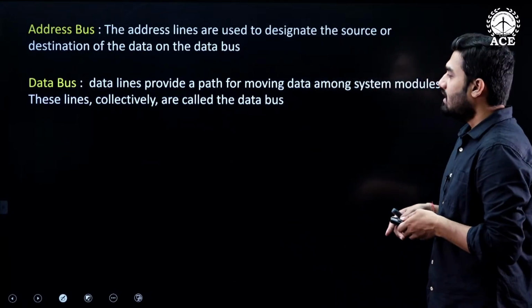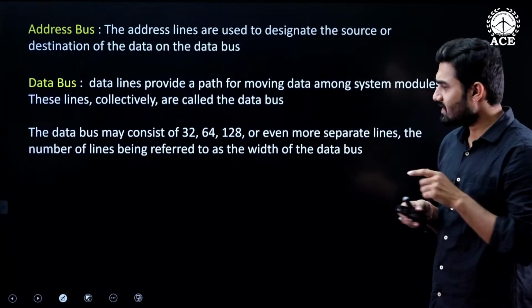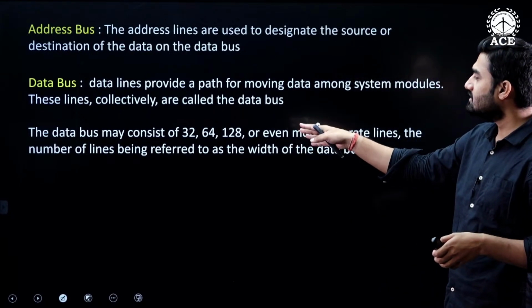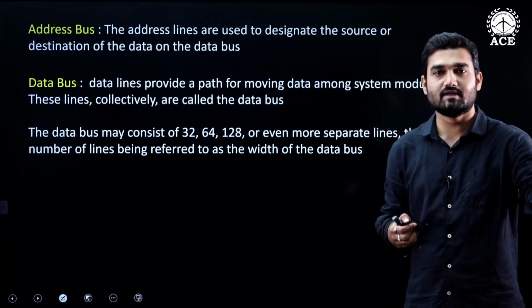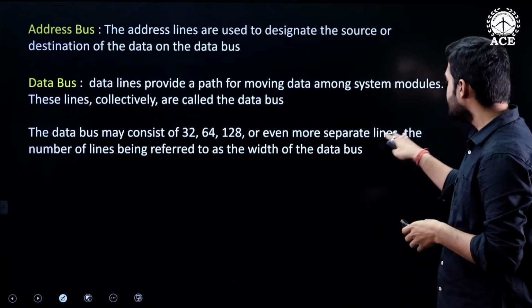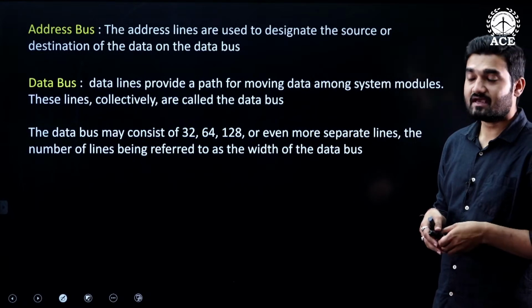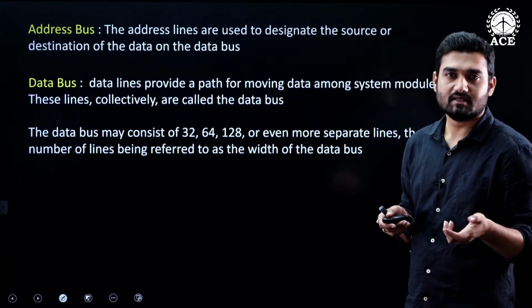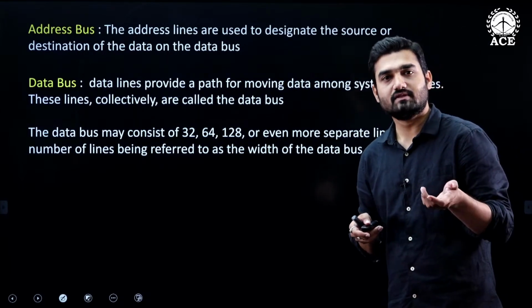Okay, fine. Now there is some point in the data bus that you need to understand. Although this is trivial, let us read it out. The data bus may consist of 32, 64, 128 or even more separate lines. It is not just an 8-bit line. It may have more than that. The number of lines is referred to as the width of the data bus. Let us say I have 32 data lines. That means the data bus width is 32-bit. I have 64 data lines. What is my width? 64-bit.